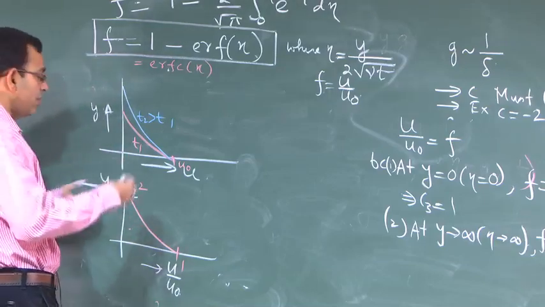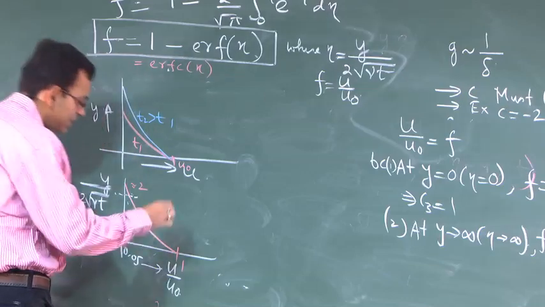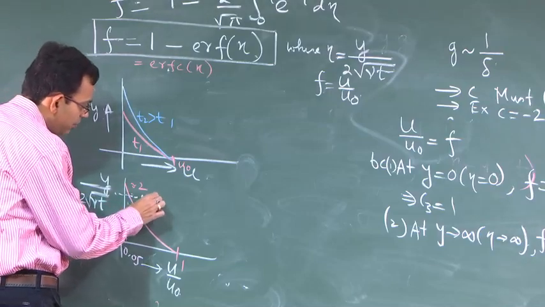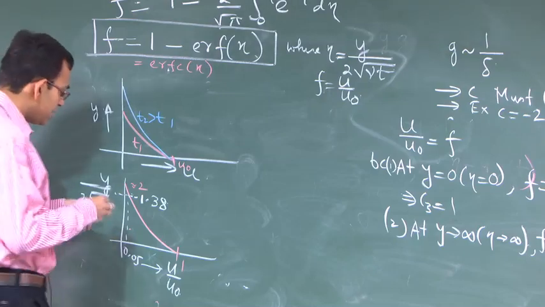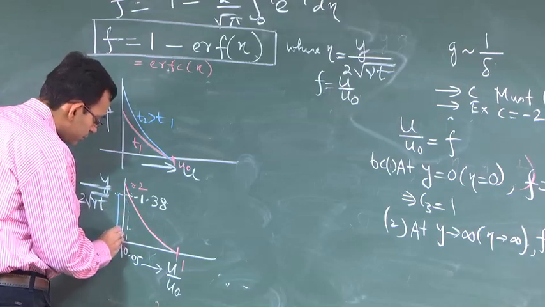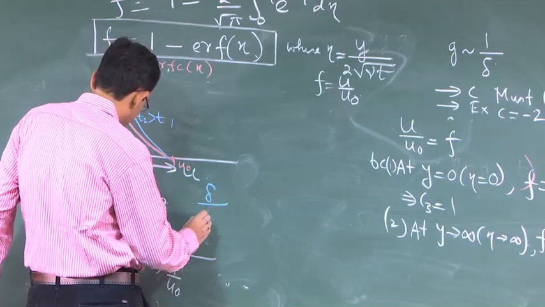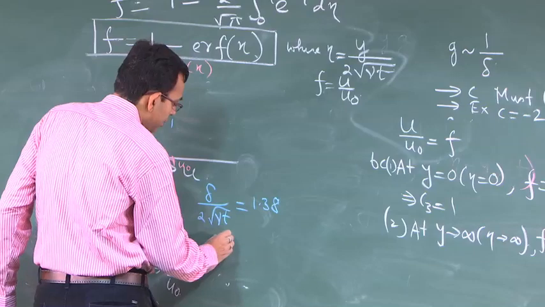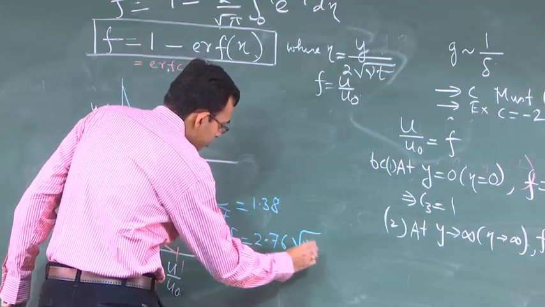as an engineer you must quantify it. So, let us say this is 0.05, so within 5% of the free stream value. Then this is about 1.38. So, this you can physically define as your Stokes boundary layer thickness delta. So, you can say delta by 2 square root of nu t is equal to 1.38 for all practical purposes. That means delta is equal to 2.76 square root of nu t.